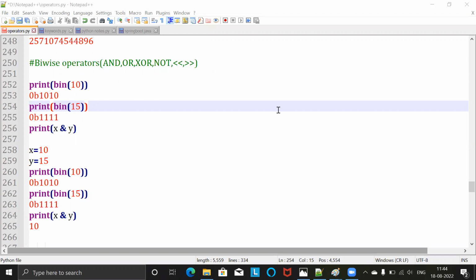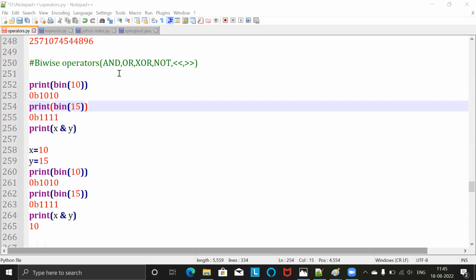Hi friends, in the previous section I discussed identity operators and membership operators. In this section I will discuss bitwise operators. The bitwise operators are AND, OR, XOR, NOT, left shift operator and right shift operator. These are the bitwise operators.